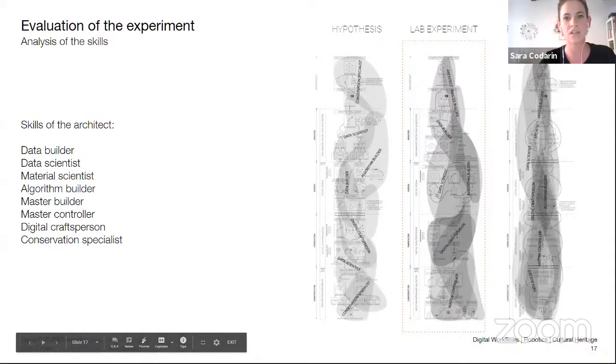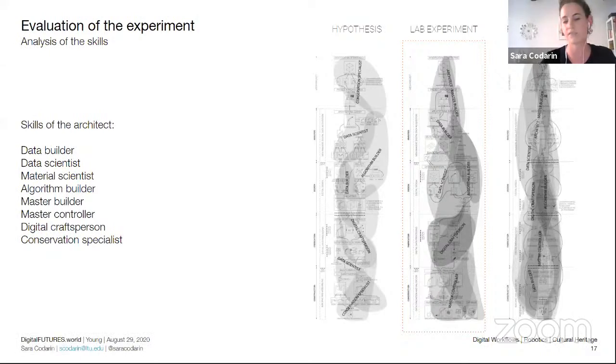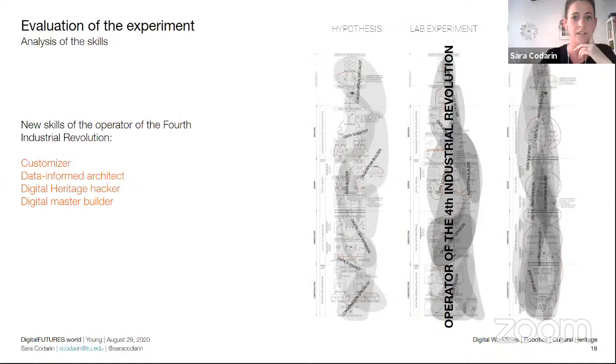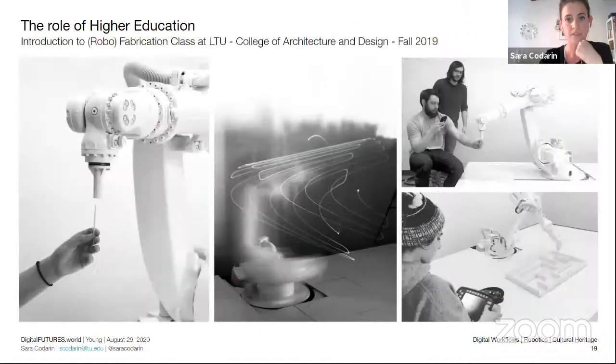And the systematization of the workflows allowed me to identify the skills needed to carry out the working methodology. And these skills overlap at various phases, and I imagine them to be fully integrated in a future scenario. And so what I want to say with this is that architects stand to potentially become in the future the prime operators of the fourth industrial revolution, because they will be able to manage digital complexity. And so I think that higher education plays a fundamental role in the context of the fourth industrial revolution.